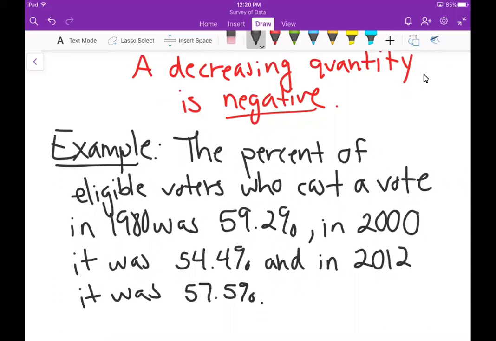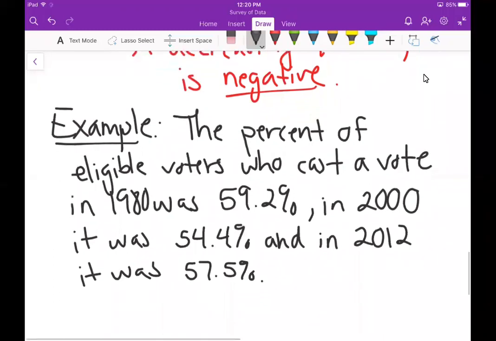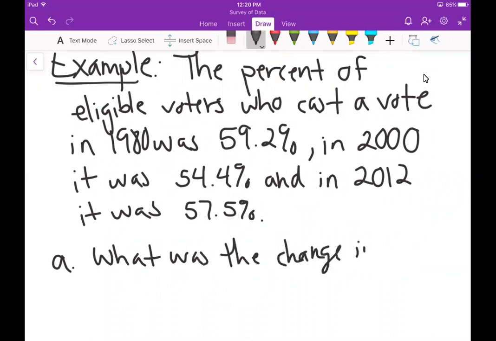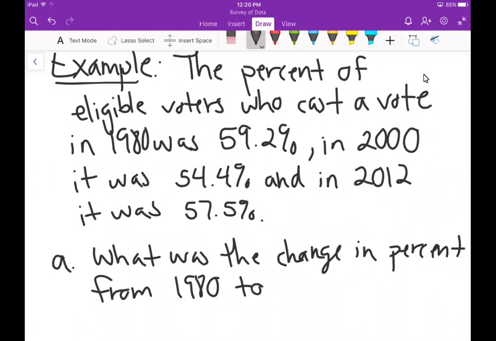And we want to find that value of change. So we can see that the number's changing, but by how much did it change? So the first thing I want you to find is what was the change in percent from 1980 to 2000. So two very important things here. Make sure you get the right percentages from the problem and make sure you find the change by taking end minus beginning. So the end year here is 2000.